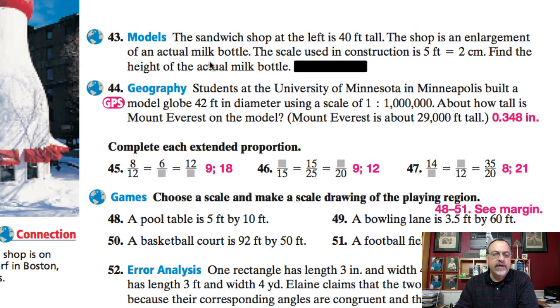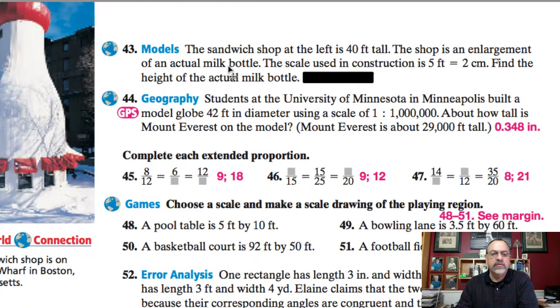So in our example here, we have the sandwich shop at the left, which is 40 feet tall. The shop is an enlargement of an actual milk bottle. The scale used to construct this restaurant was that 5 feet is equal to 2 centimeters. Find the height of the actual milk bottle. Now, we're not asked to write a ratio. We're asked to calculate the length of something, so we're not going to mess with this scale. We're going to keep the units, everything the same.